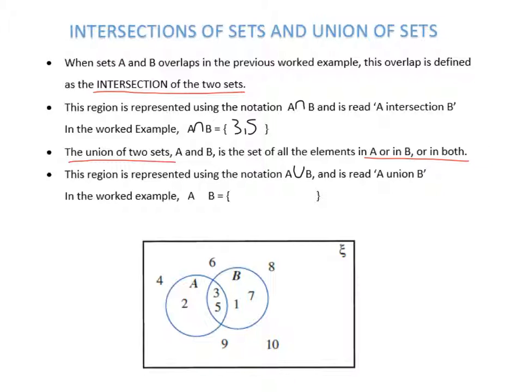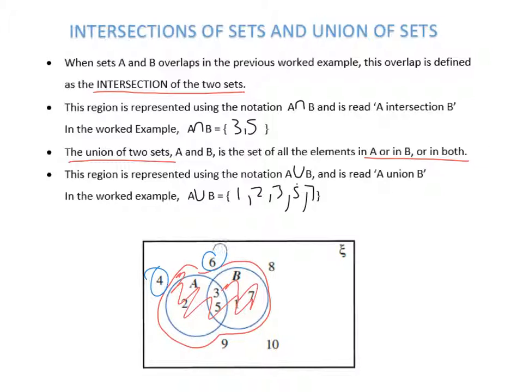In the worked example, A union B is equal to everything that is inside A and inside B. So therefore it would be 1, 2, 3, 5, 7, because it involves everything that is in here, but nothing that's inside the universal set, which is everything on the outside. So we don't worry about the 4, the 6, the 8, the 9 and the 10, because they are not involved inside the A or the B.